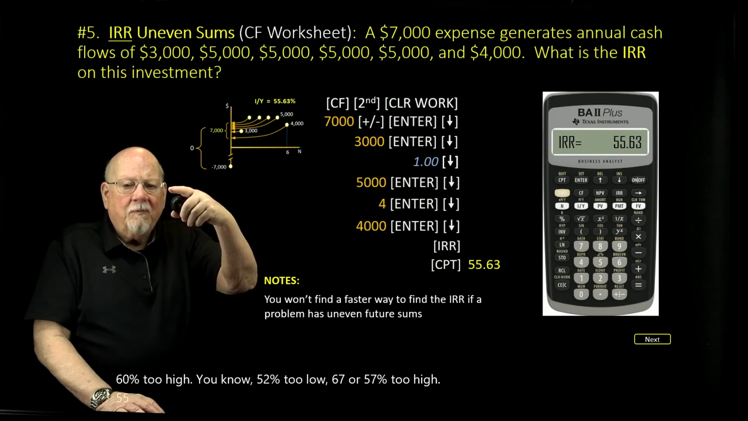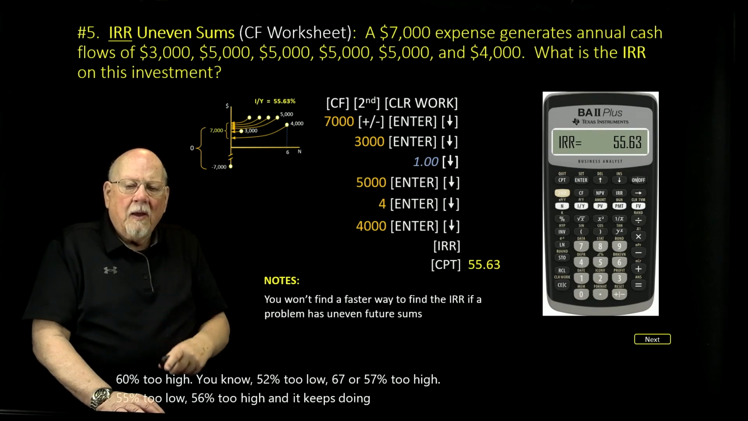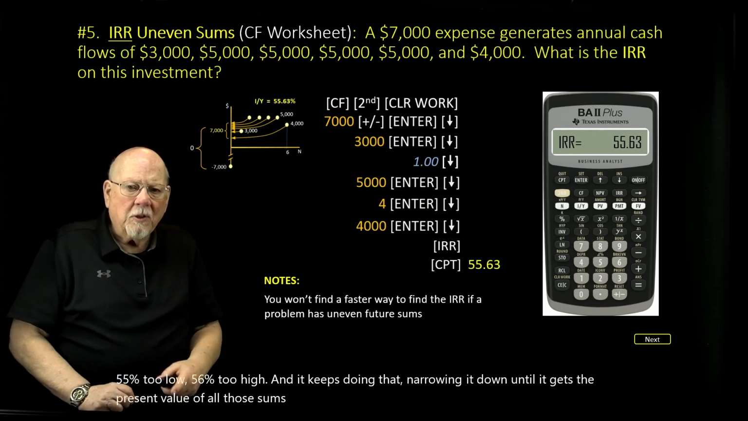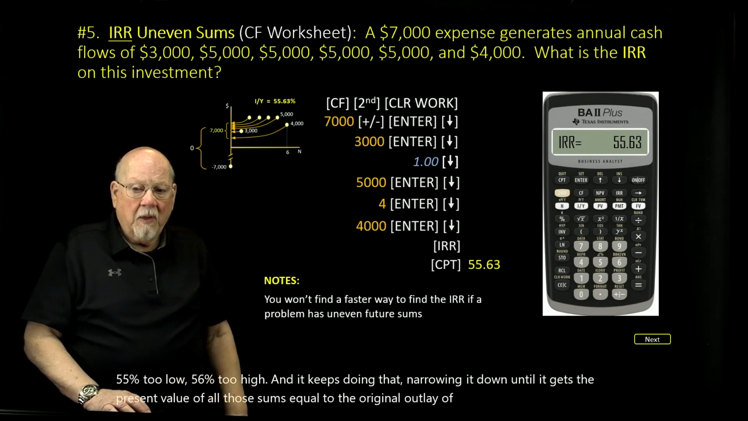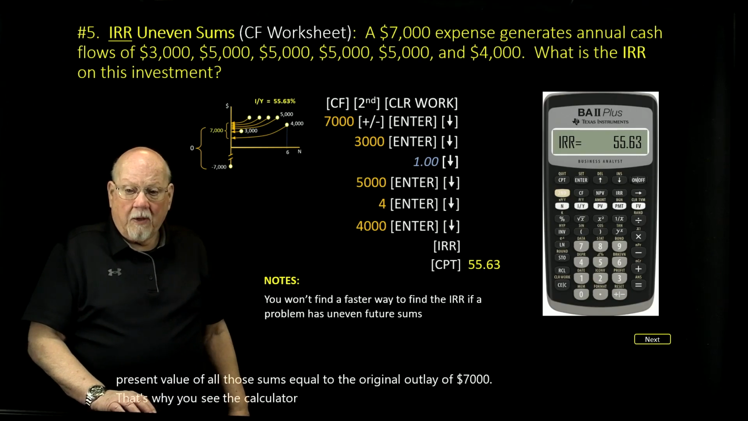55%. Too low. 56% too high. And it keeps doing that, narrowing it down until it gets the present value of all those sums equal to the original outlay of $7,000. That's why you see the calculator pause while it works the internal rate of return.